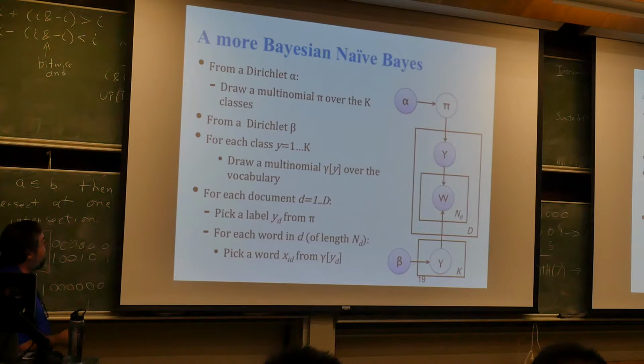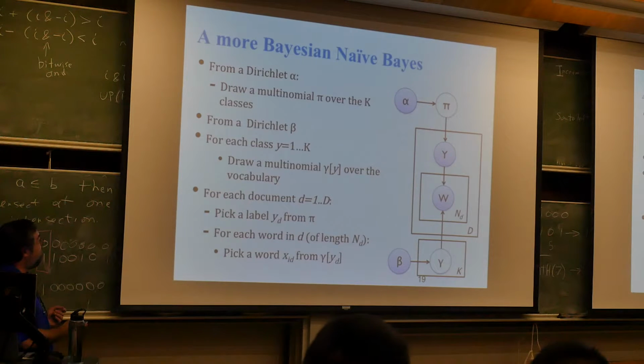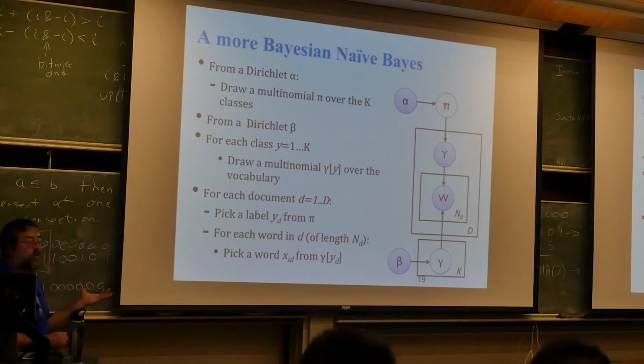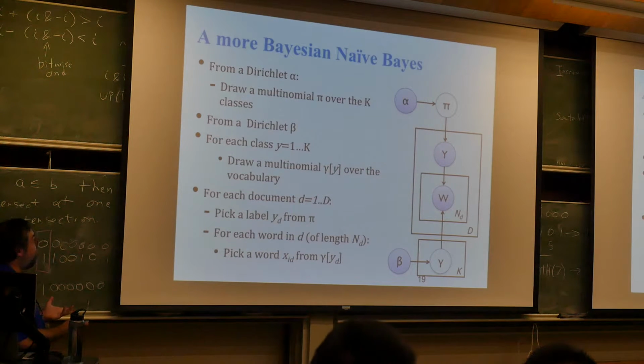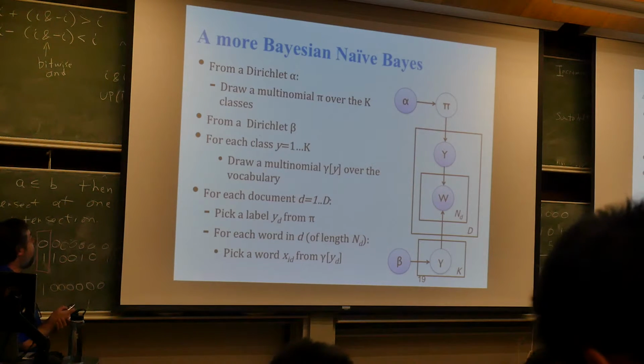And then for every document, I'm going to generate this document using this model. First, I pick the class label, and then I pick the word. So the word depends on two things: obviously the class label, but also the multinomial associated with that class label. So it has two parents, the class label and the multinomial. In the data, I know the class label. I don't know what this one is, and I don't know what this one is.